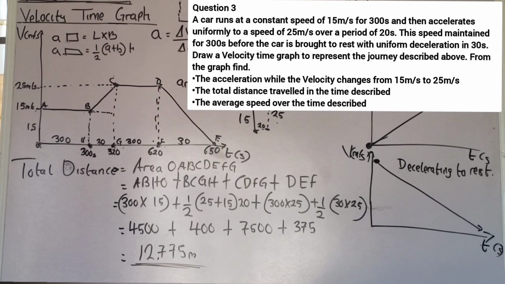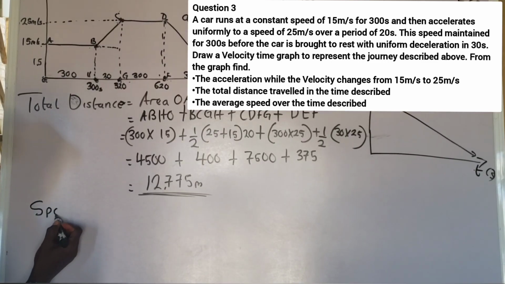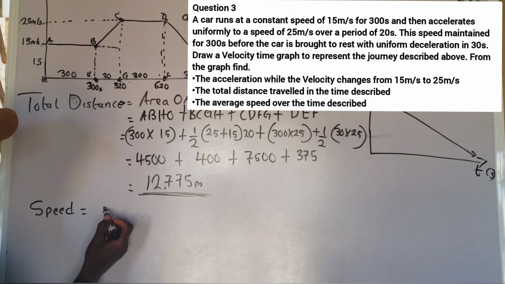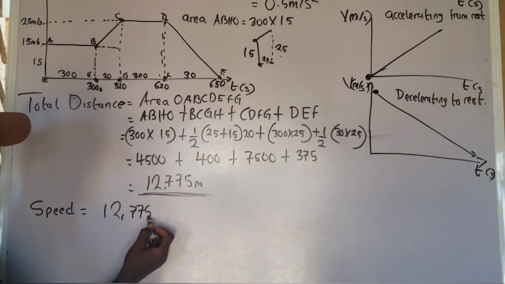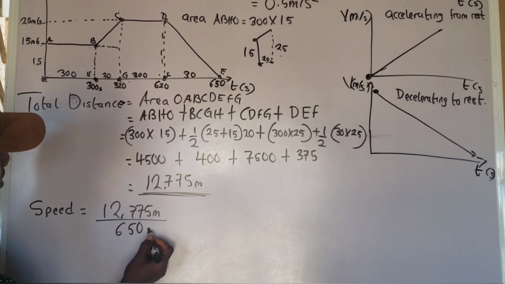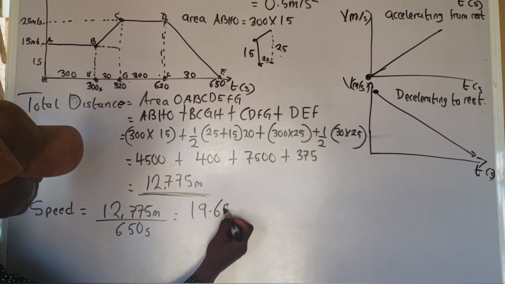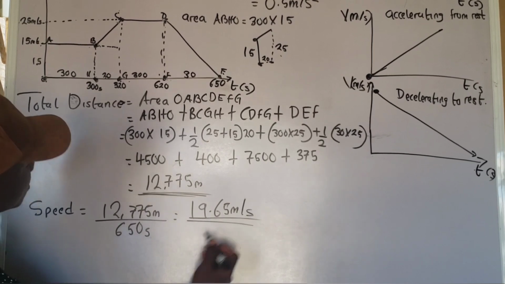The next question says we should calculate the average speed over the time described. Don't forget that this is distance all over time. And we have known the total distance as 12,775 meters. And the total time taken will be 650. So the speed is equal to the total distance, 12,775 meters, all over the total time taken, 650. If you take the division, you're going to have 19.65. This will be 19.65 meters per second. Okay, that is the speed.